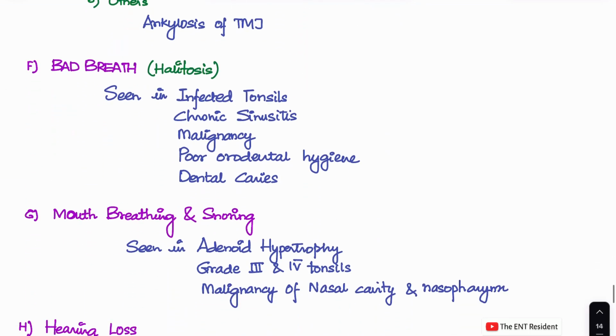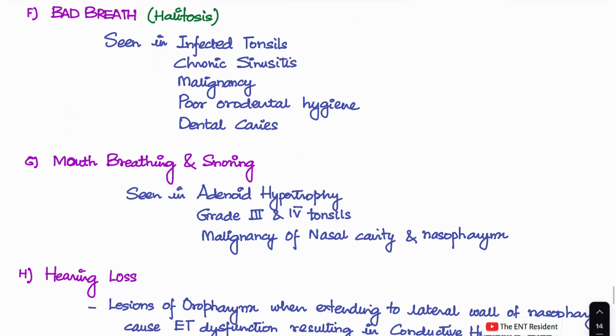Next, we move on to bad breath, also known as halitosis. This is more commonly seen in infected tonsils, chronic sinusitis, malignancy, cases of poor orodental hygiene, and dental caries. Next associated symptom is mouth breathing and snoring. It is most commonly seen in cases of adenoid hypertrophy, where ultimately you plan the patient for an adenoidectomy, or a grade 3 or 4 tonsils, or a malignancy of nasal cavity and nasopharynx.